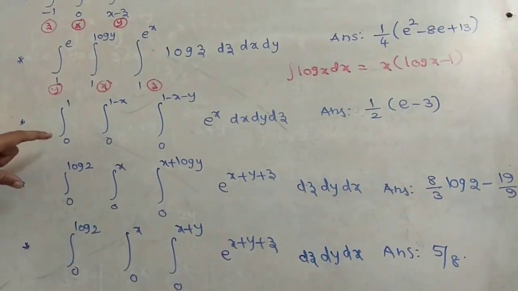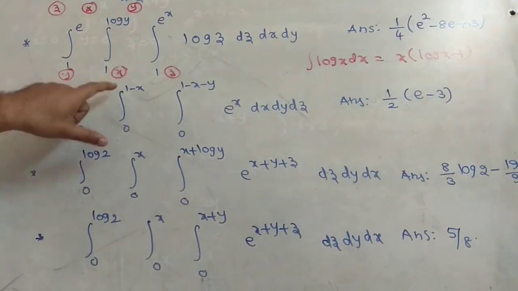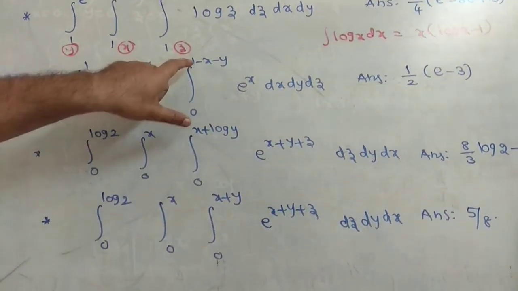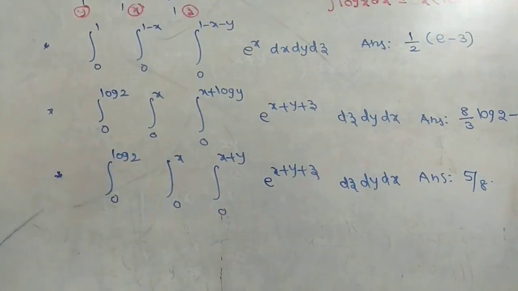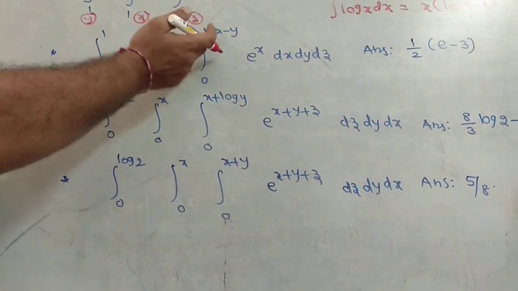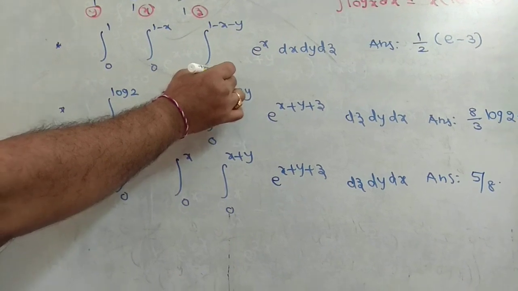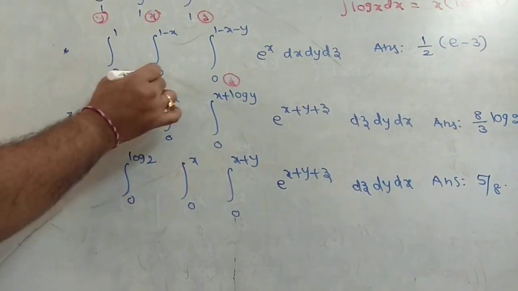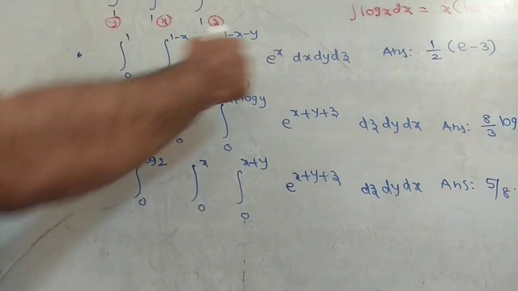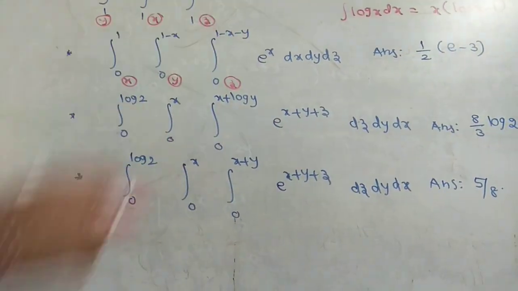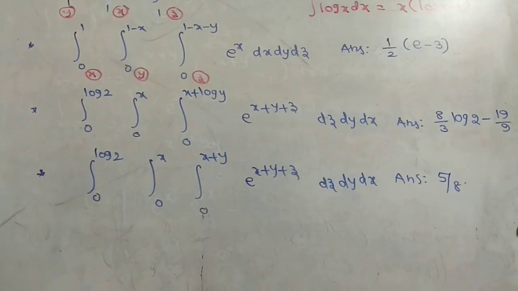Similarly, one more. Integral 0 to 1, integral 0 to 1 minus x, integral 0 to 1 minus x minus y, e power x dx dy dz. Here also selecting the maximum, two variables are there. So it is related to the z variable. The next is nothing but y, and here it is x. So based on that you can find out the answer. 1 by 2 into e minus 3.